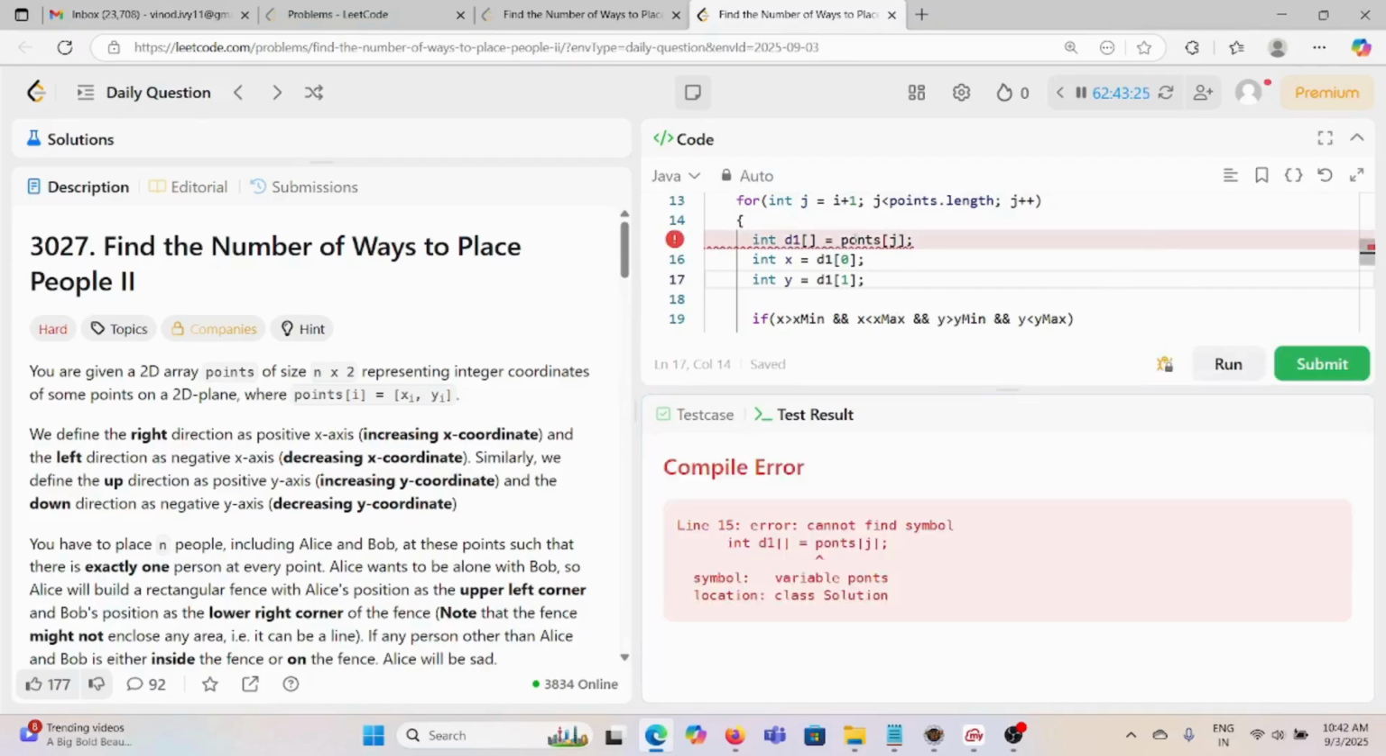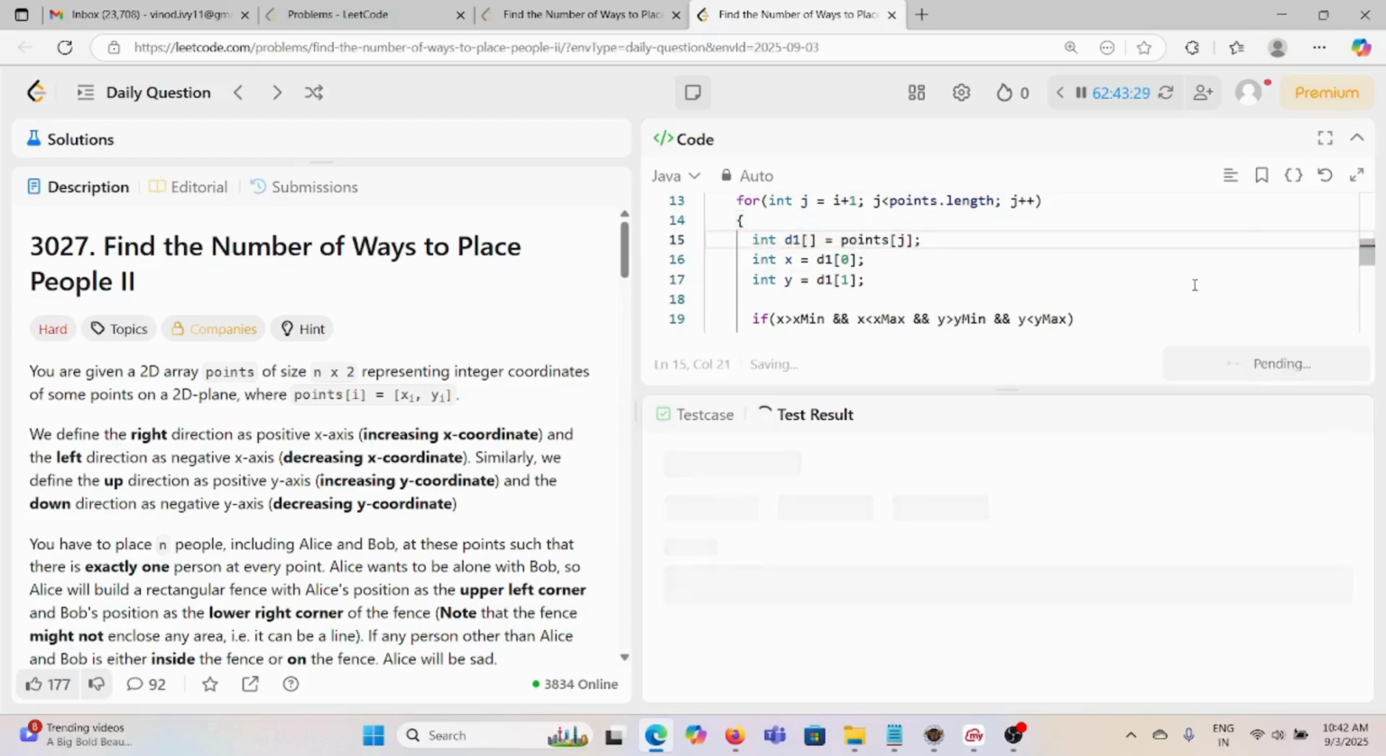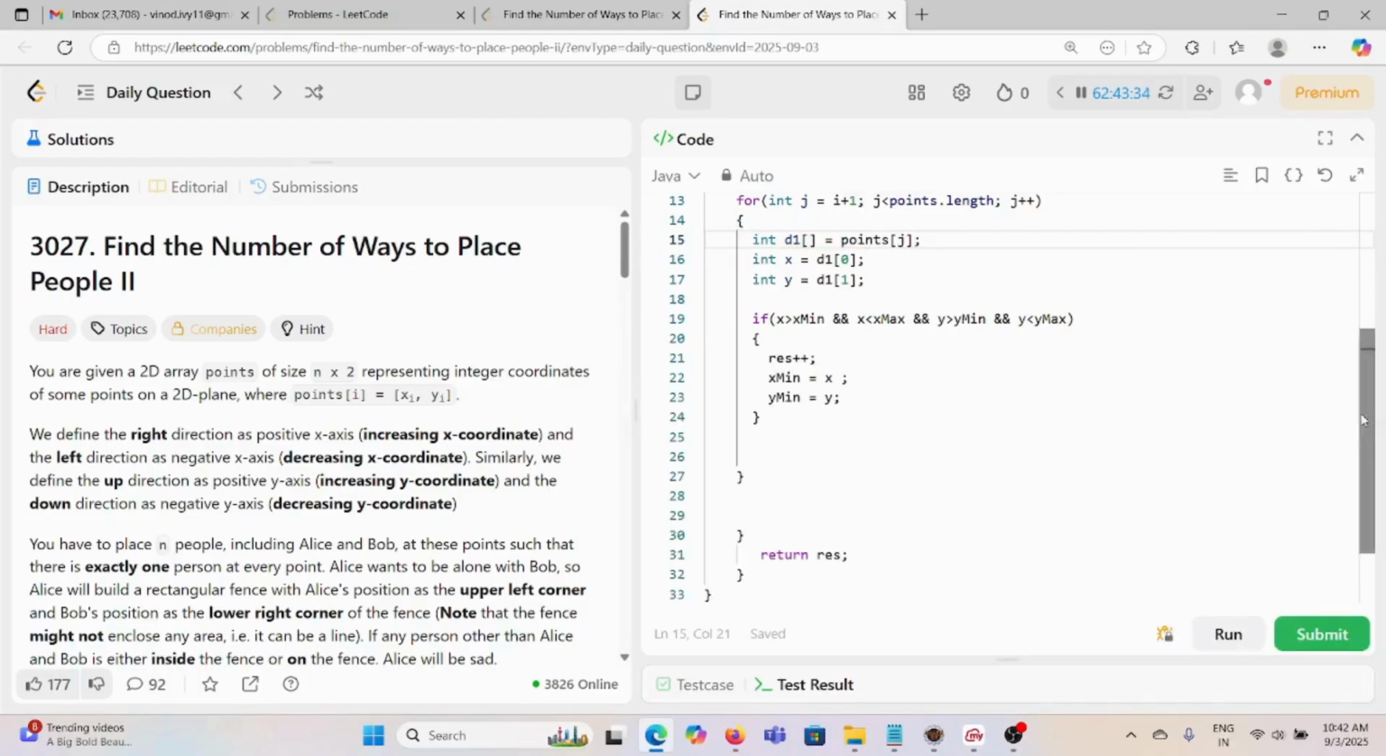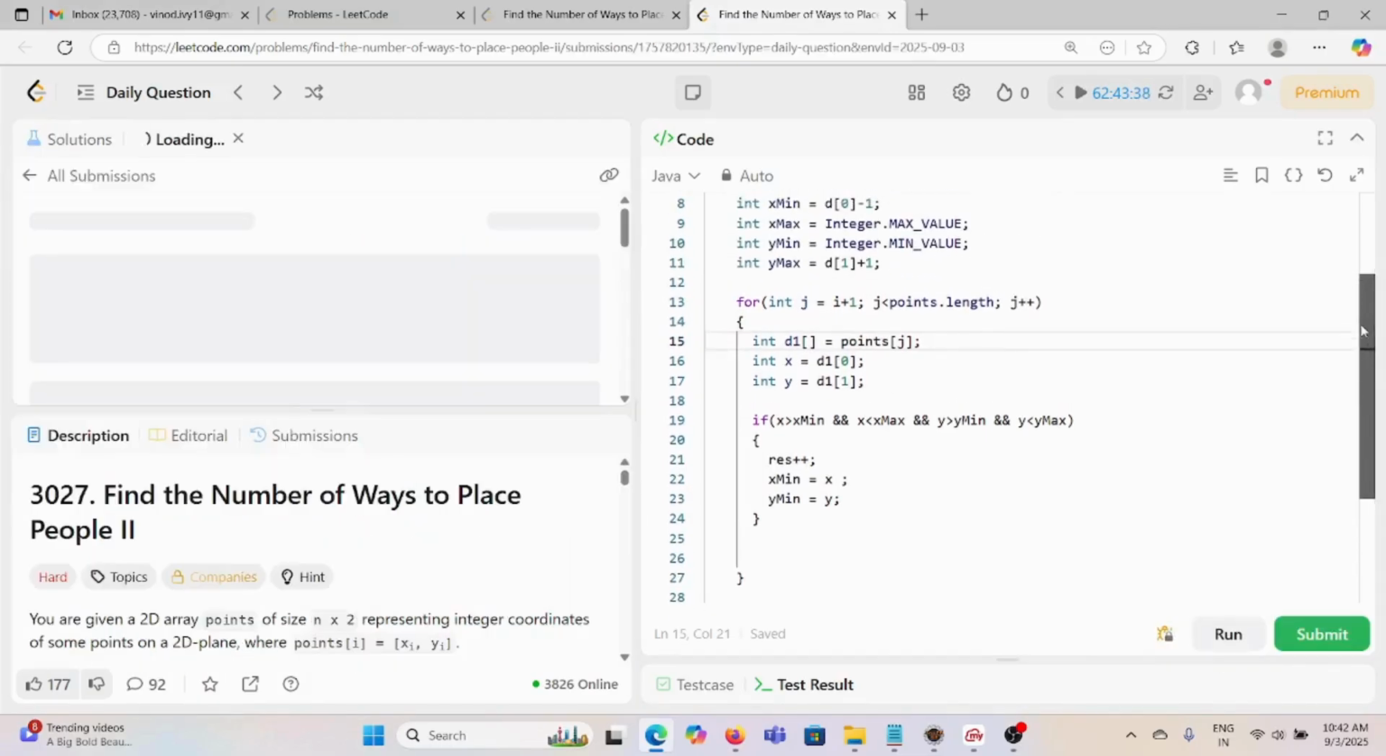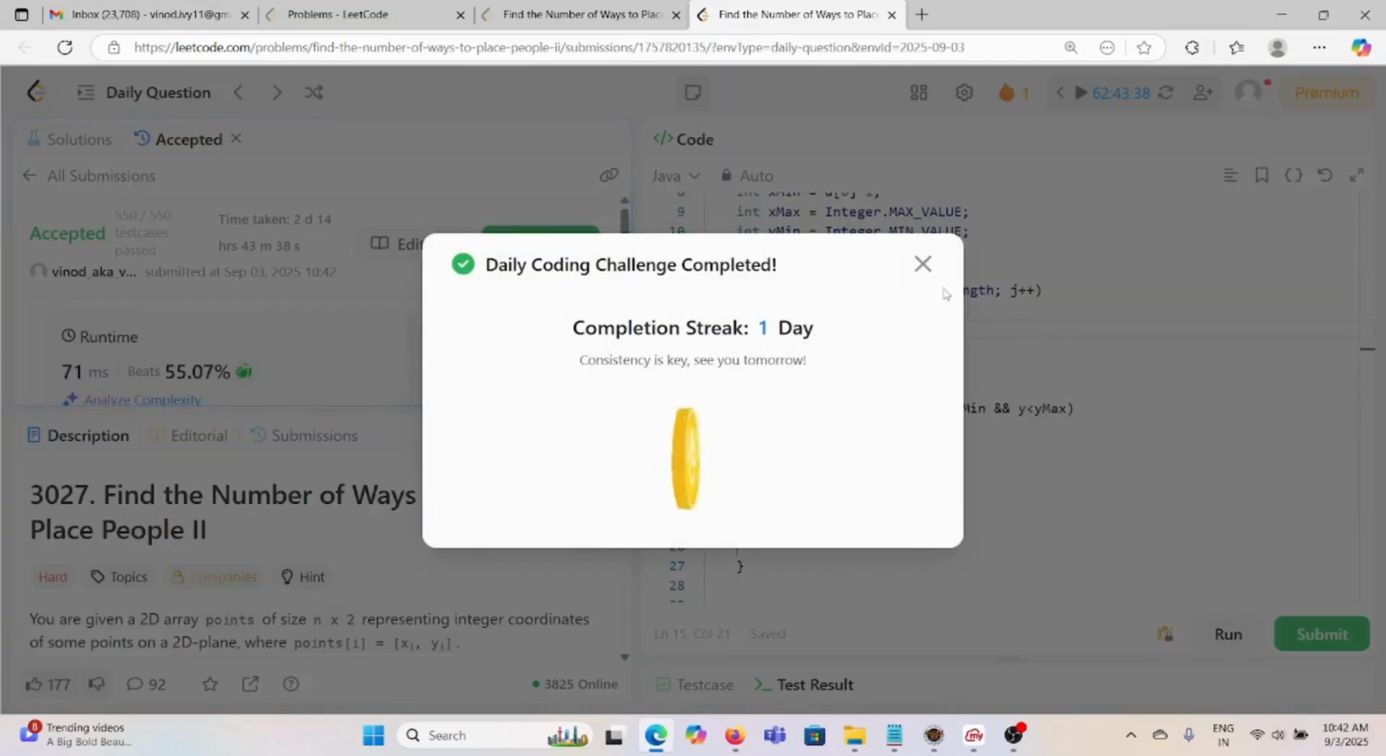Okay, this name is also points. Is there some more issue? Yeah, so let me try to submit it. Yeah, so it is accepted.